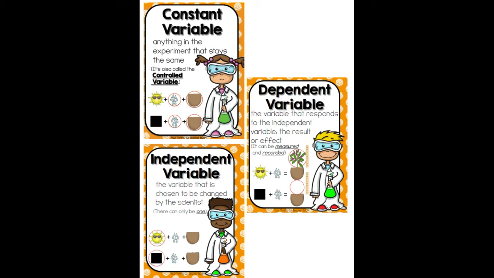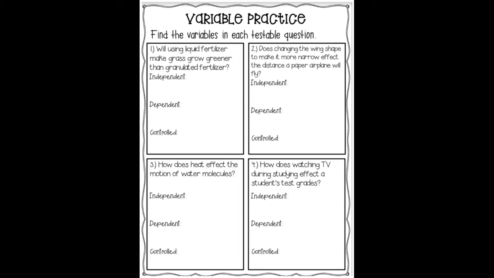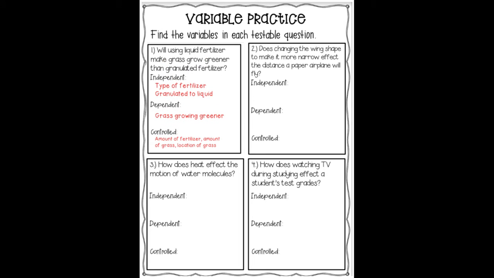So, in your notebooks, you had done this activity. Okay, so we are just going to quickly go over the answers to these, and then I'll explain your review for today. So, number 1 was, will using liquid fertilizer make grass grow greener than granulated fertilizer? Our independent variable is the type of fertilizer, granulated to liquid. So those are the 2 different types that we are going to use. So the independent variable is what we are changing.